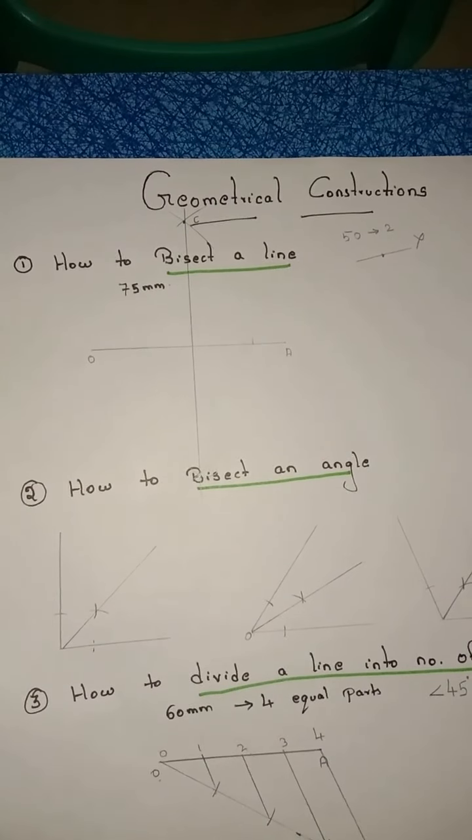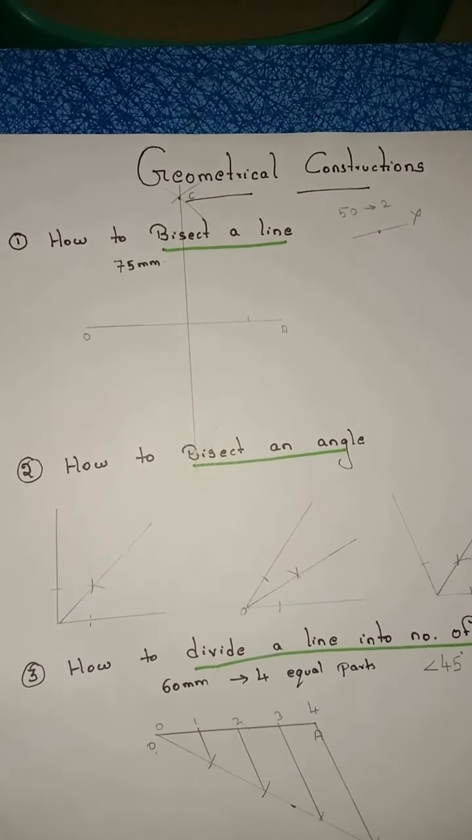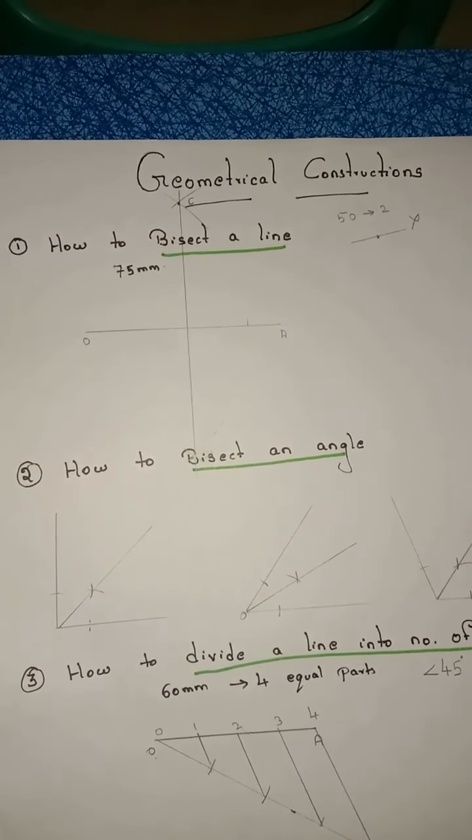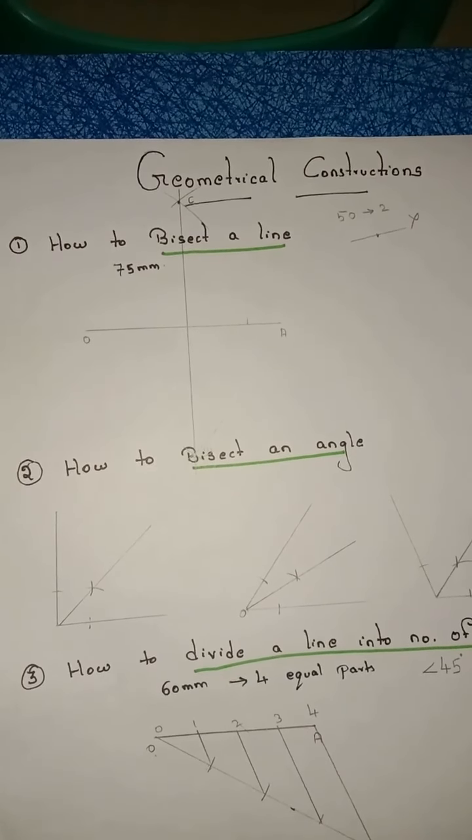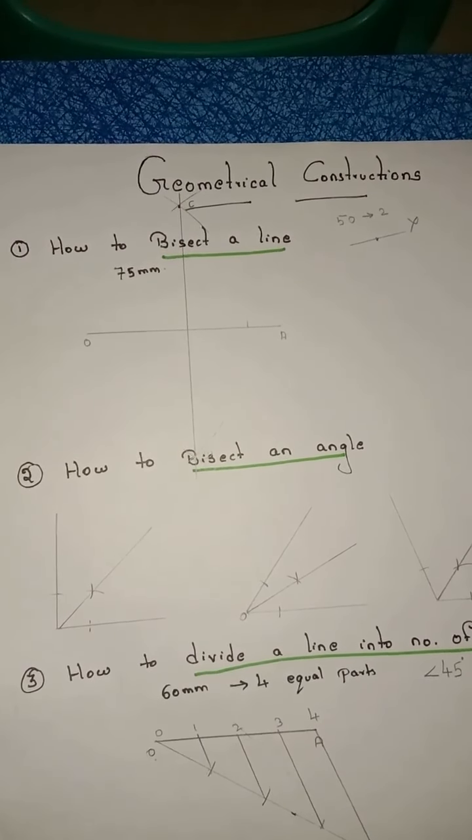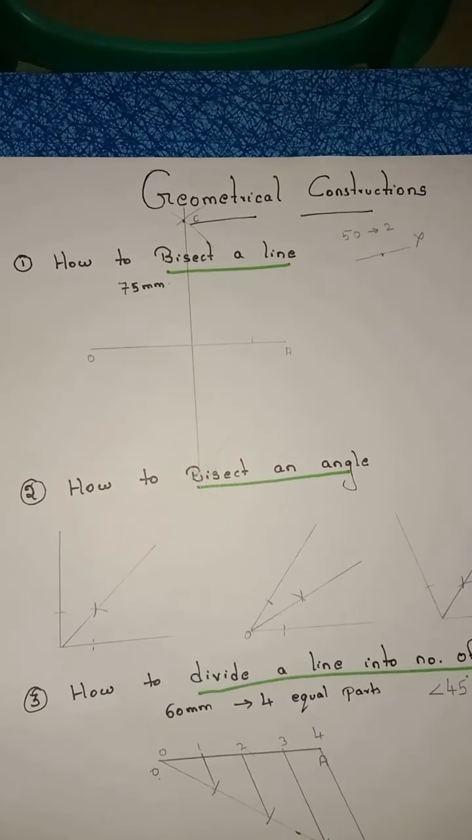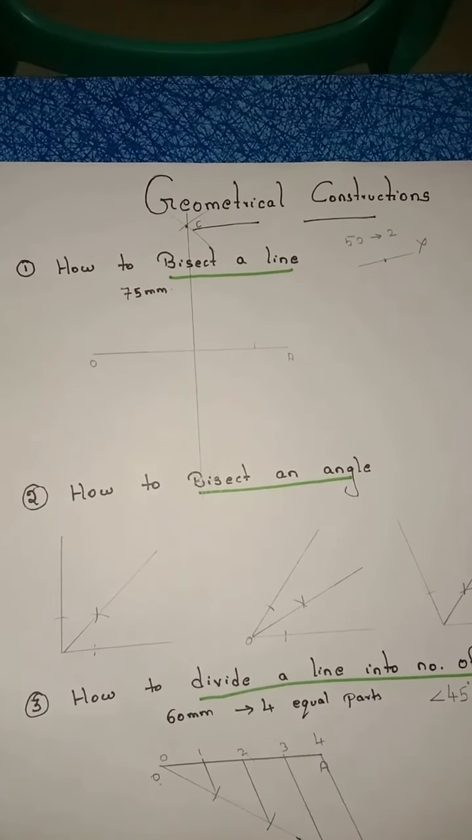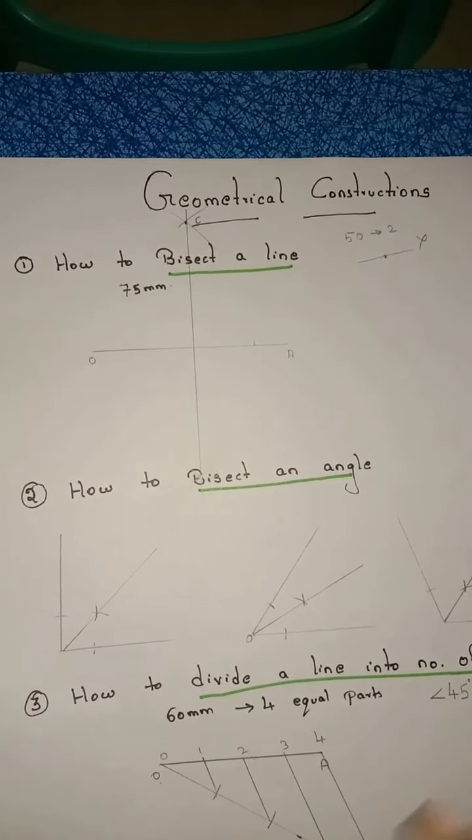So till here, this is the basics of engineering graphics, right? How to mark dimensions, how to write lettering, how to bisect a line, bisect an angle, how to divide a line into a number of equal parts. These all are basics only. Till now we didn't enter into the topic. Now we will enter into the first topic in unit 1.